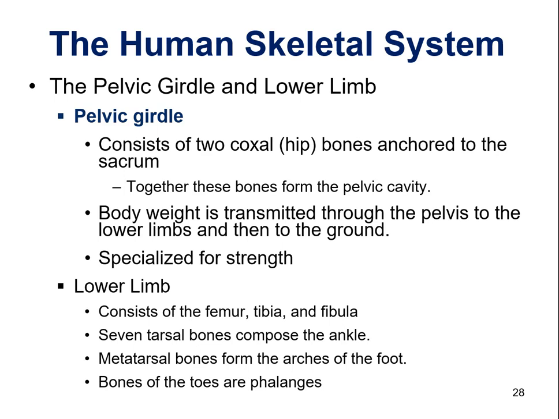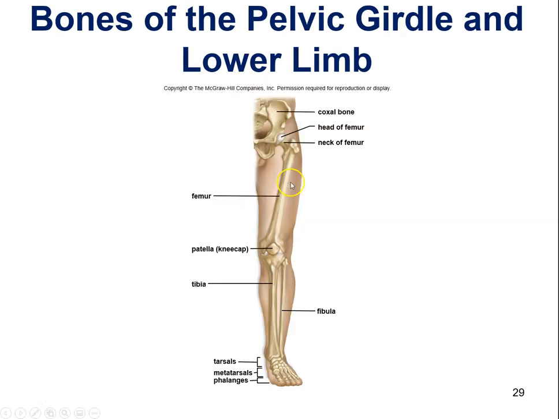Excuse me. So seven tarsal bones compose the ankle. Metatarsal bones form the arches of the foot, and those are basically the foot bones, metatarsals. And then the bones of the toes are called the phalanges. The bones of the fingers are also called the phalanges, okay? And so you can see a picture of this.